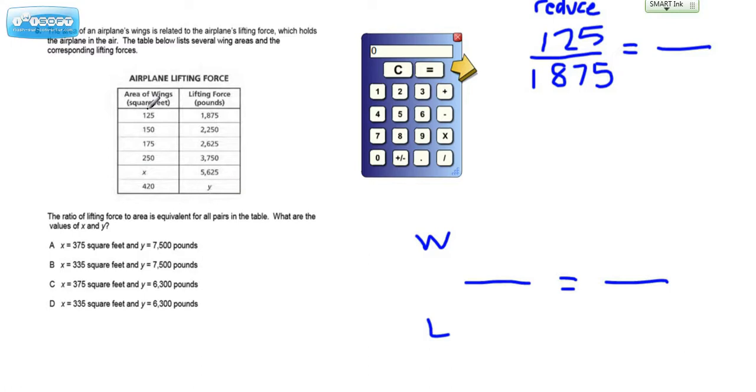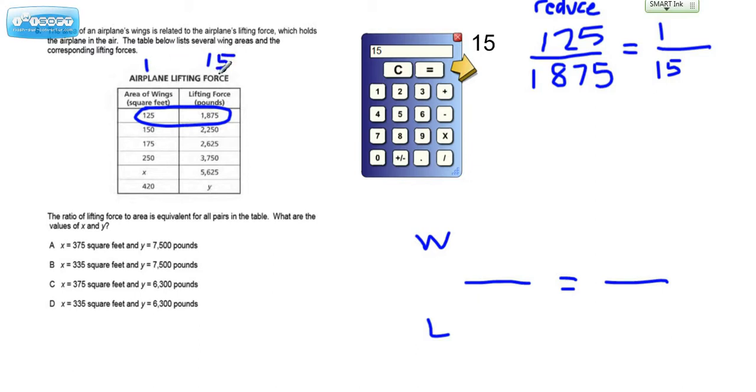Alright, I propose that we take the most user-friendly ratio, which is this one right here, and let's reduce it. It looks like 125 would go into both the numerator and the denominator. Let's use the calculator to find out if that's true. If we take this number, 1,875, and divide it by 125, let's see if it goes in. And it does. So we know that 125 divided by 125 is 1, and if we take this number and divide it by 125, we get 15. So we're looking at a 1 to 15 ratio in simplest form.